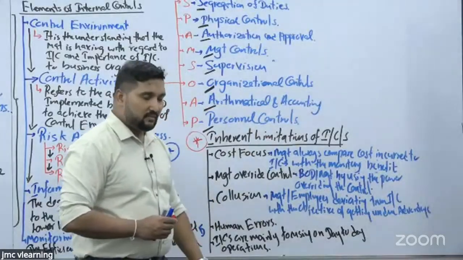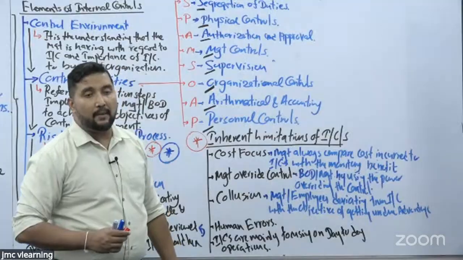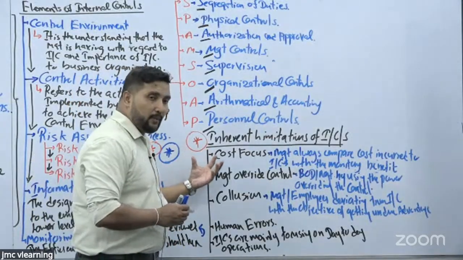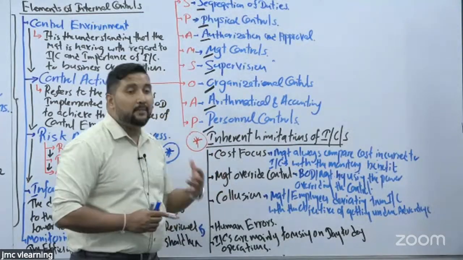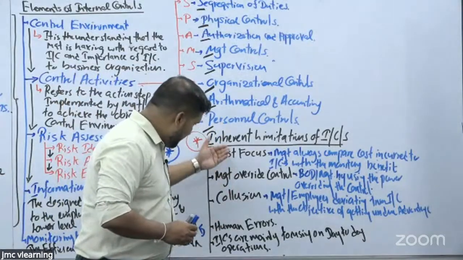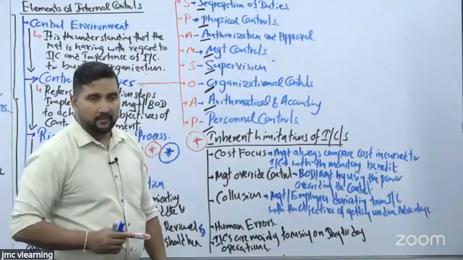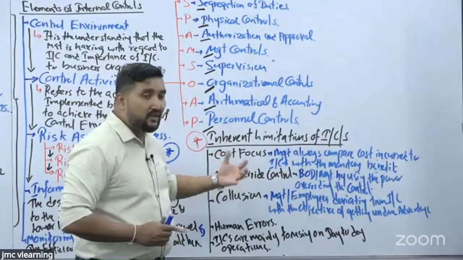Clear? So those are the 5 inherent limitations which are applicable for internal control. So you can't control, final point, you can't control these limitations while implementing a control. Agreed? So you can't control these limitations while putting a control.